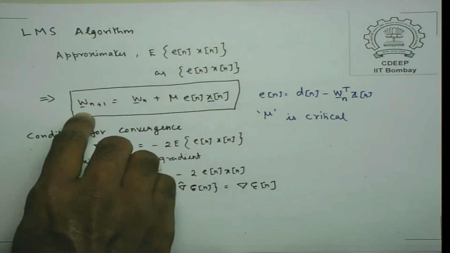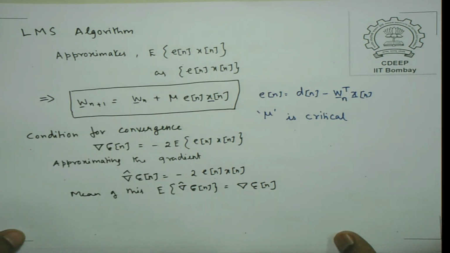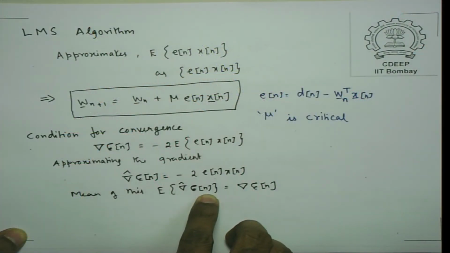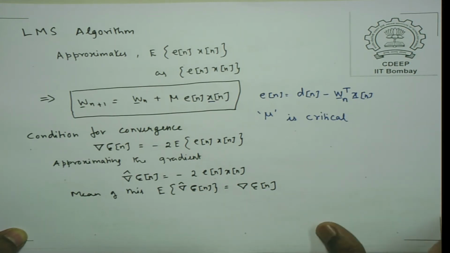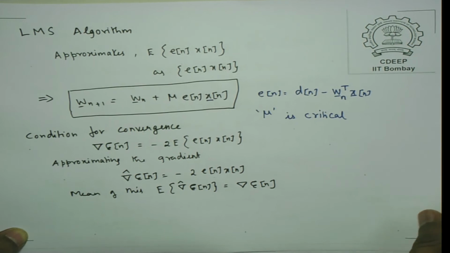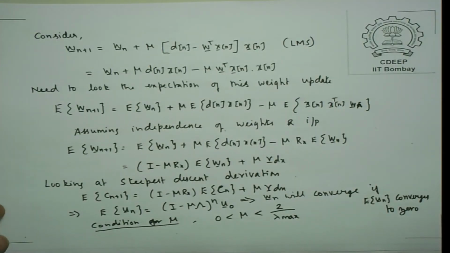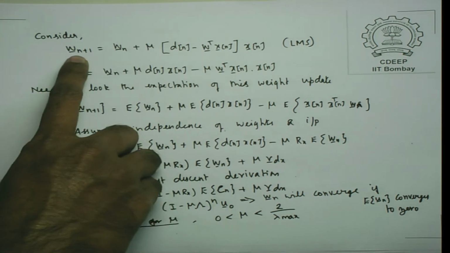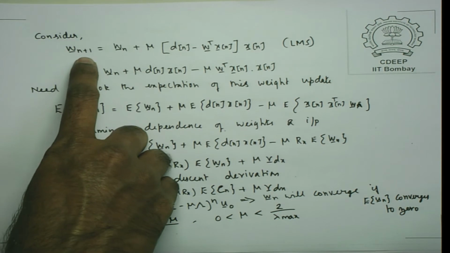So, we need to look at this expected value of weights and see how these weights converge. The only thing we need to take over from here is the expected value of this gradient, or the estimate of the gradient, which is essentially the gradient of this error function. So, if we now look at this expectation of these weights, we need to look at how this weight gets updated. This again we will do as we have done in the past.